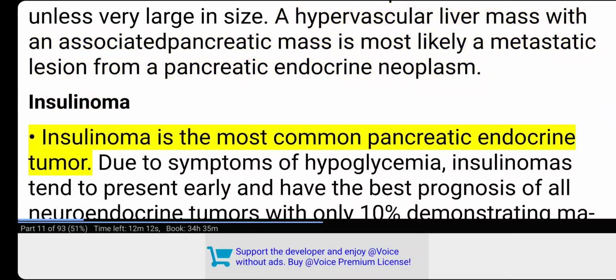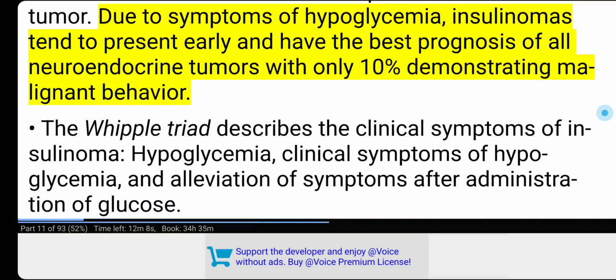Insulinoma. Insulinoma is the most common pancreatic endocrine tumor. Due to symptoms of hypoglycemia, insulinomas tend to present early and have the best prognosis of all neuroendocrine tumors, with only 10% demonstrating malignant behavior.